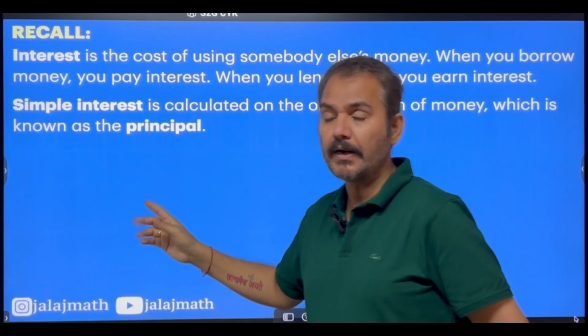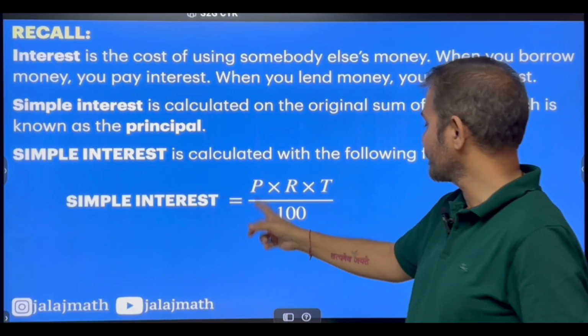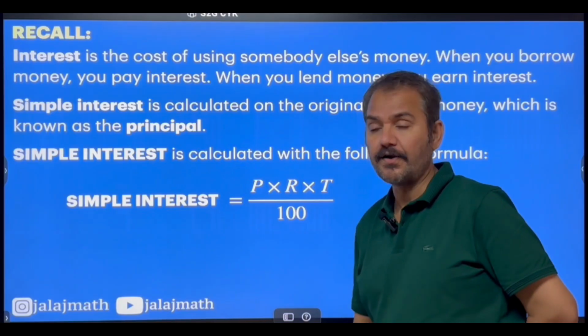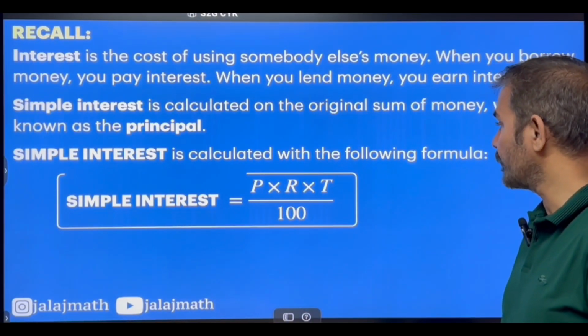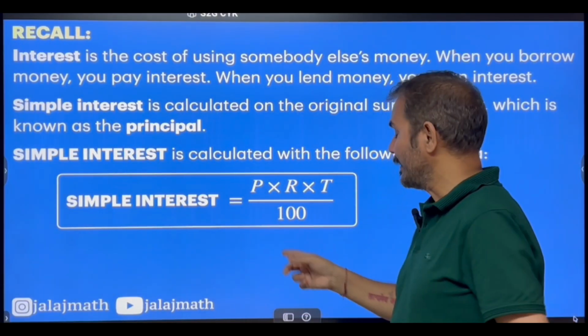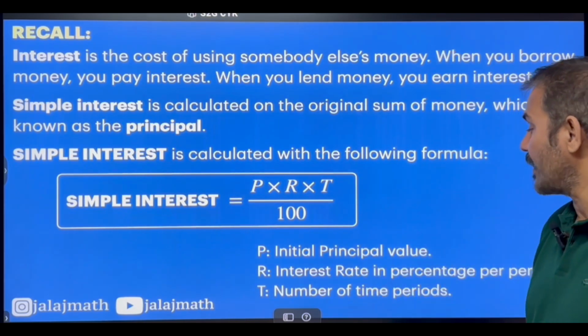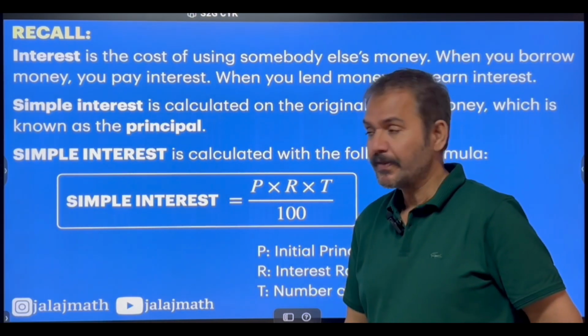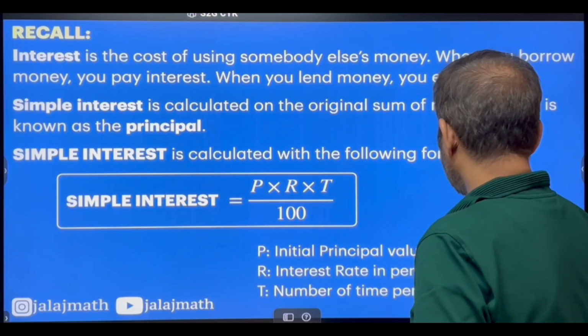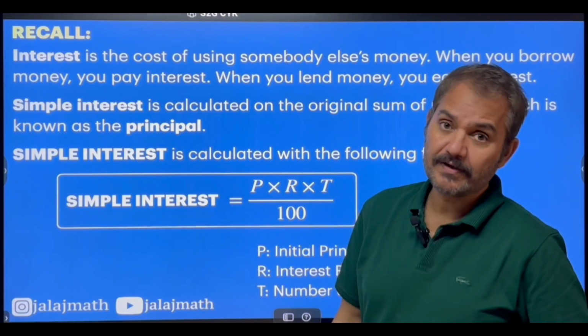To calculate simple interest, we have a simple formula. That is PRT over 100, where P is the money that you deposited, we call it principal, R is the rate of interest, and T is the time period. Right? Now, the second type of interest is called compound interest.